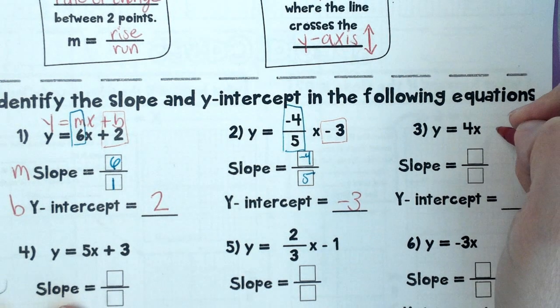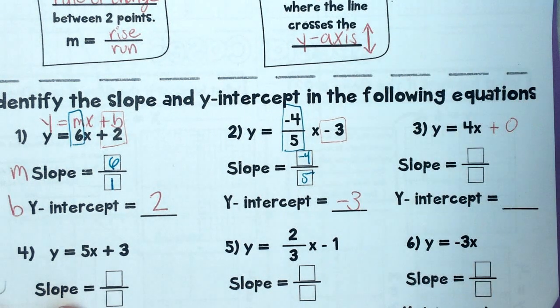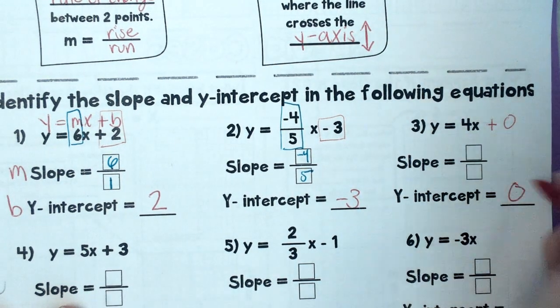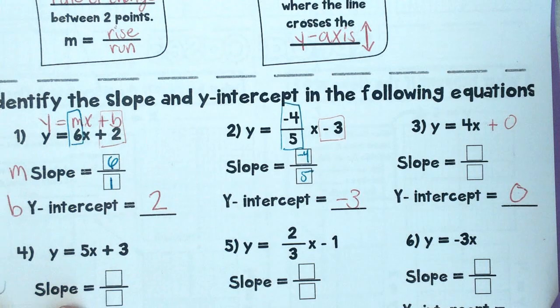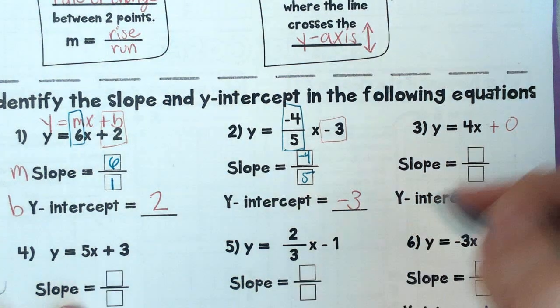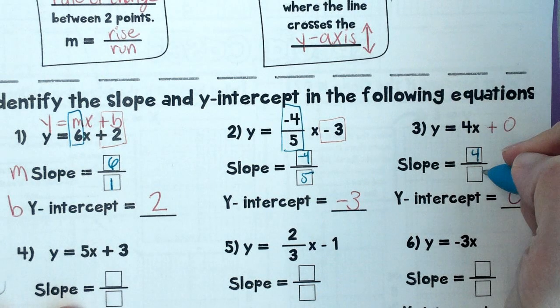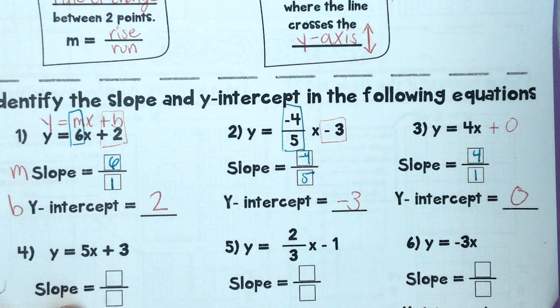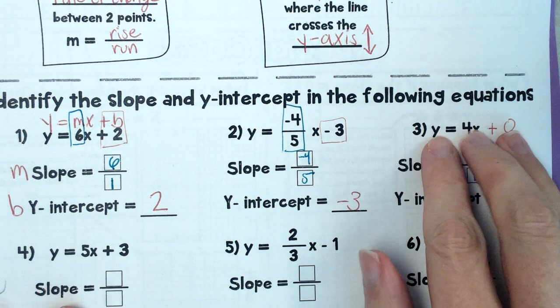Guys, we have plus 0 at the end. If we have plus 0, that means my y-intercept is 0. What is my slope on this one, Aiden? How do I write it? 4 over? Very good, 4 over 1. Now, I want to talk to you about this number 3 for a second.